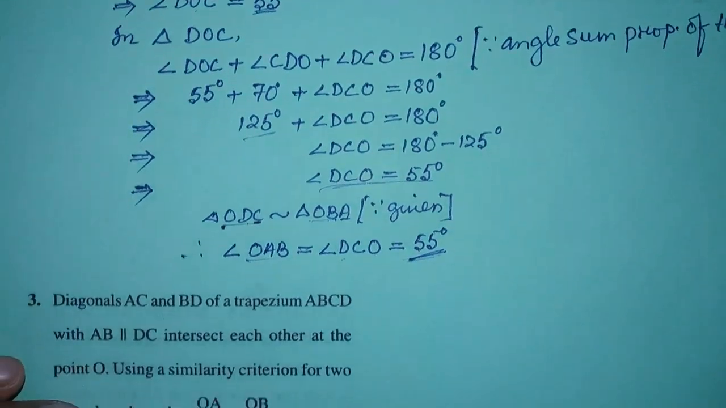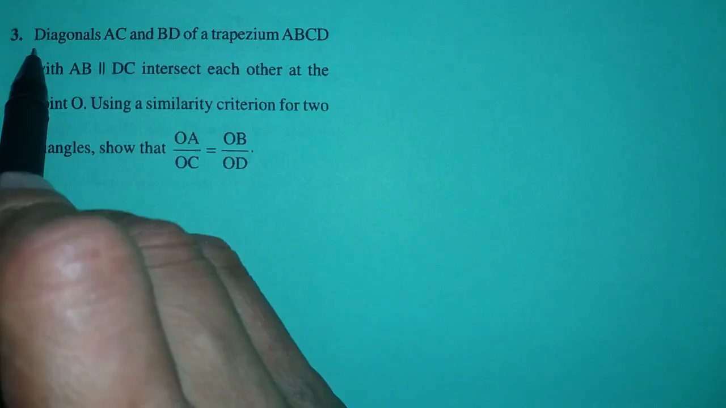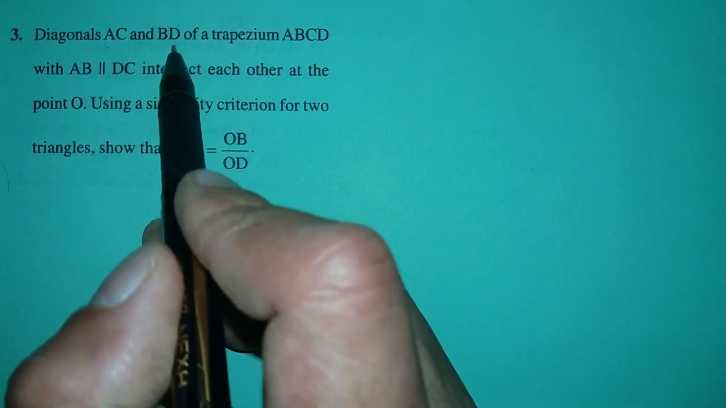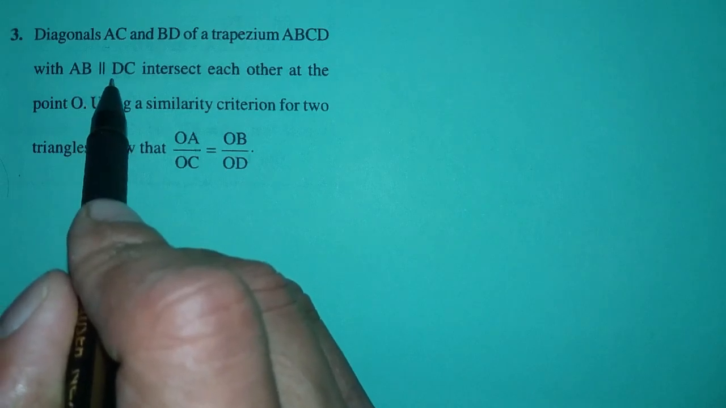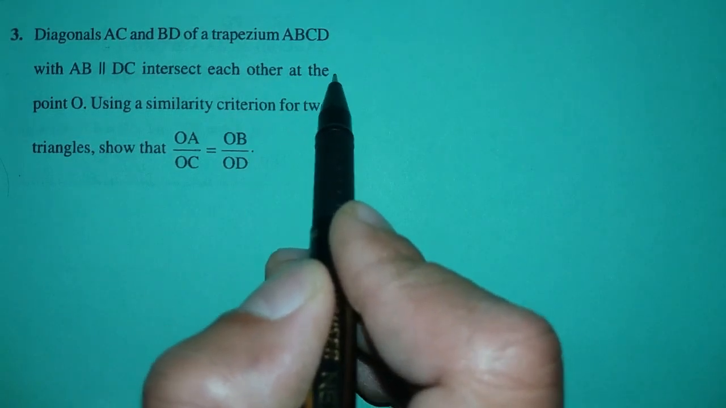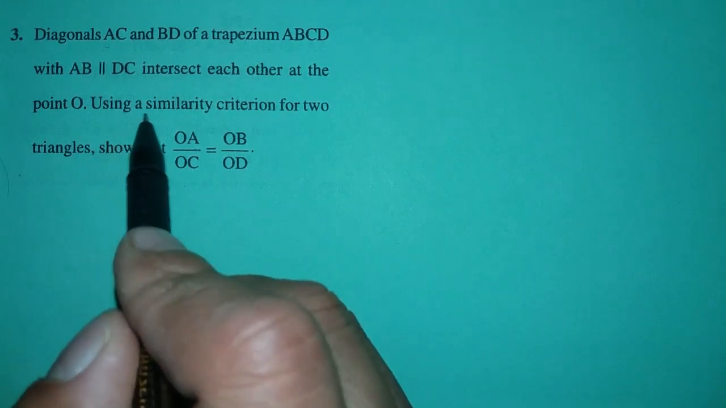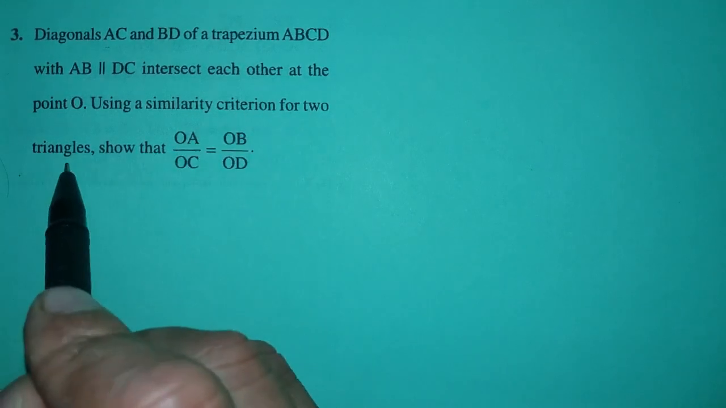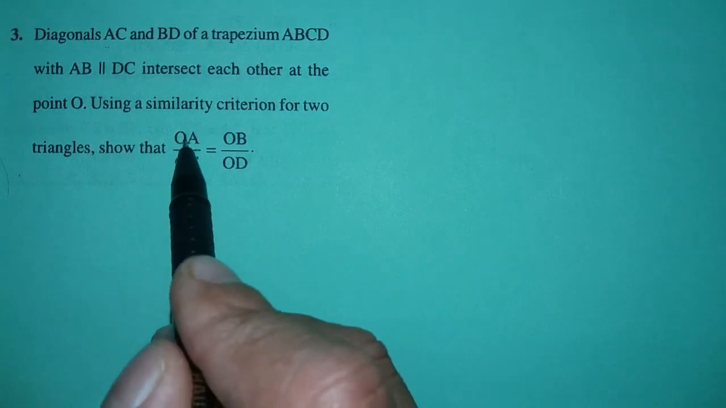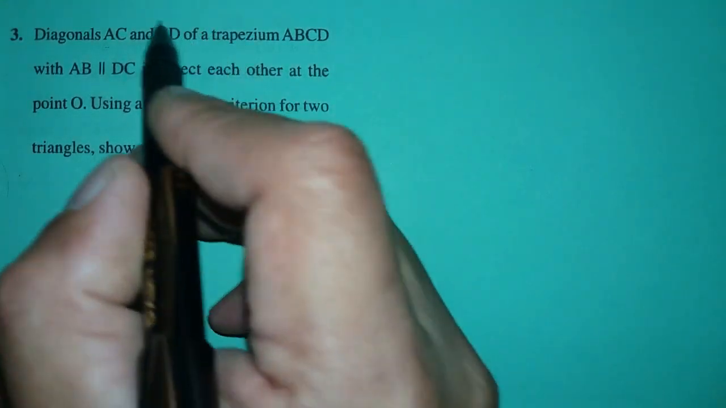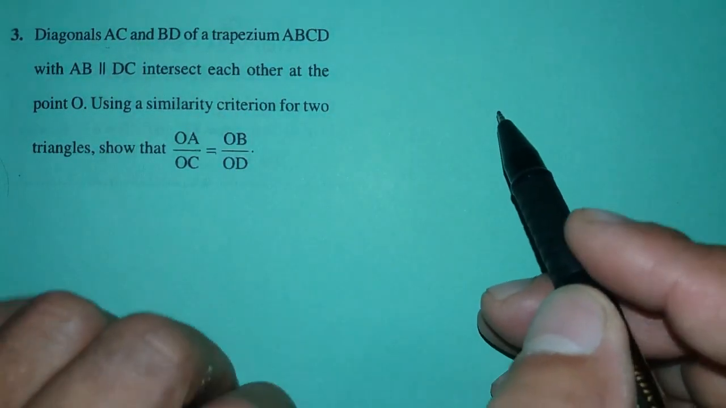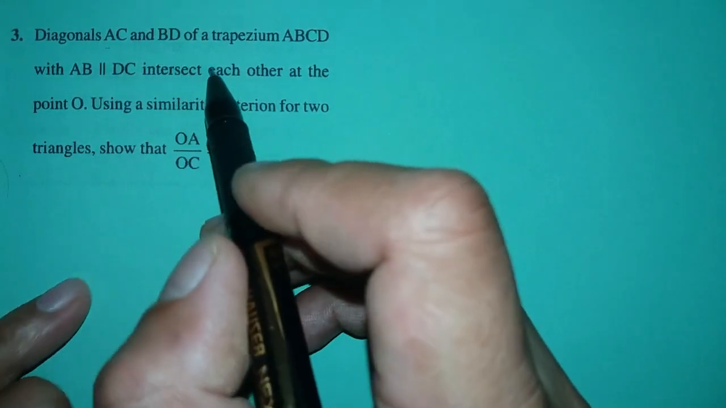Now let's move on to the next question, that is question number 3. Diagonals AC and BD of a trapezium ABCD with AB parallel to DC intersect each other at the point O. Using a similarity criterion for two triangles, show that OA by OC is equal to OB by OD. Okay, so the figure is not given here, so let's try to draw the figure according to this question.